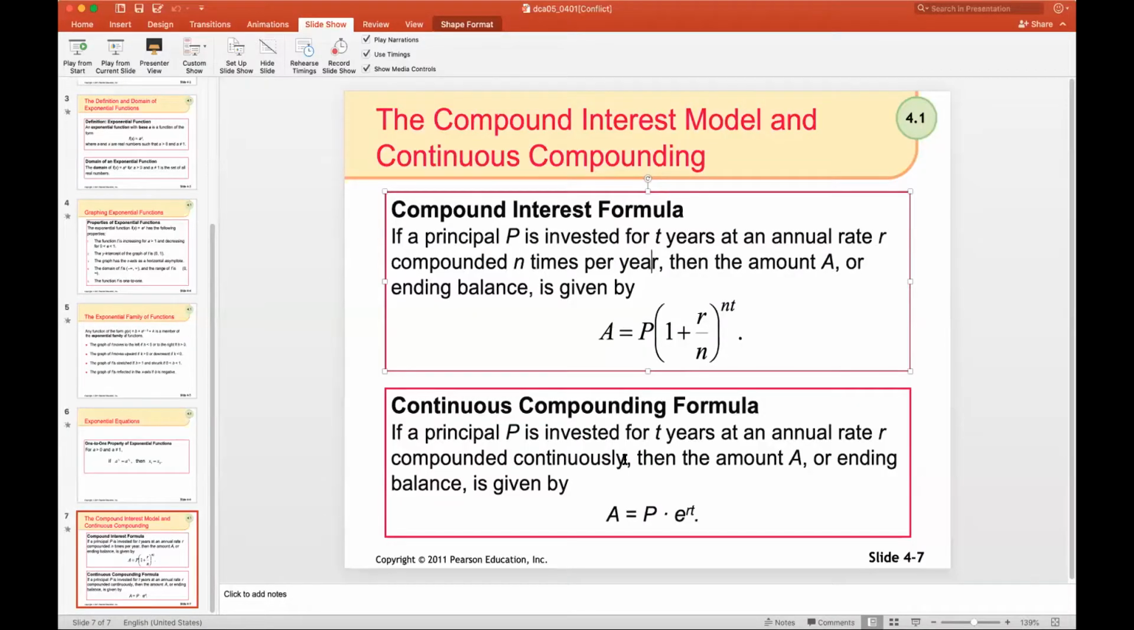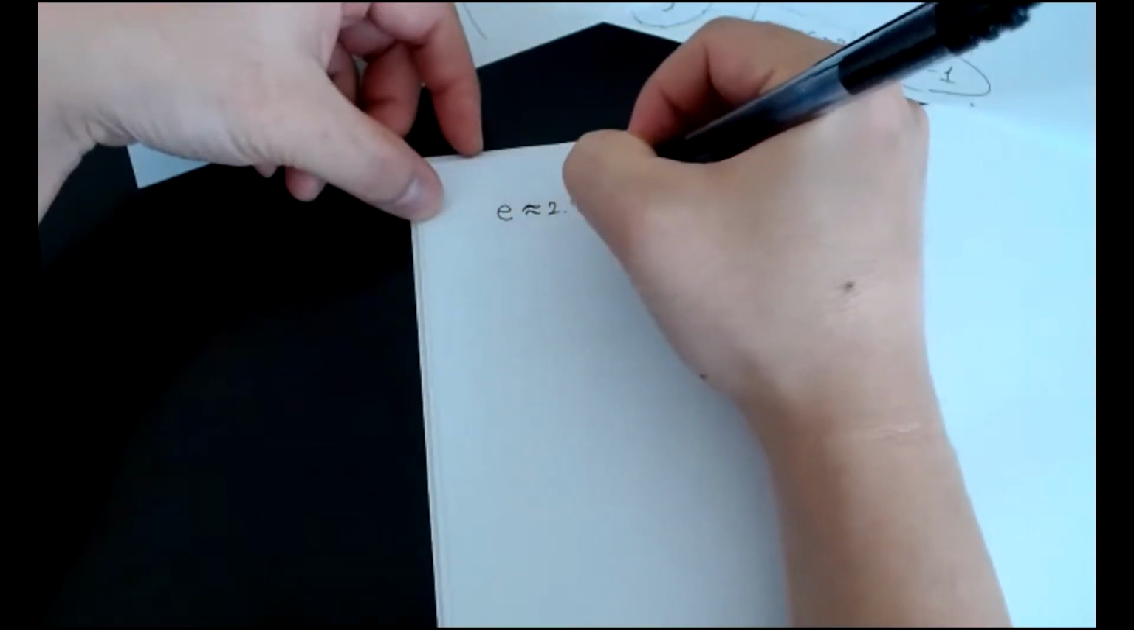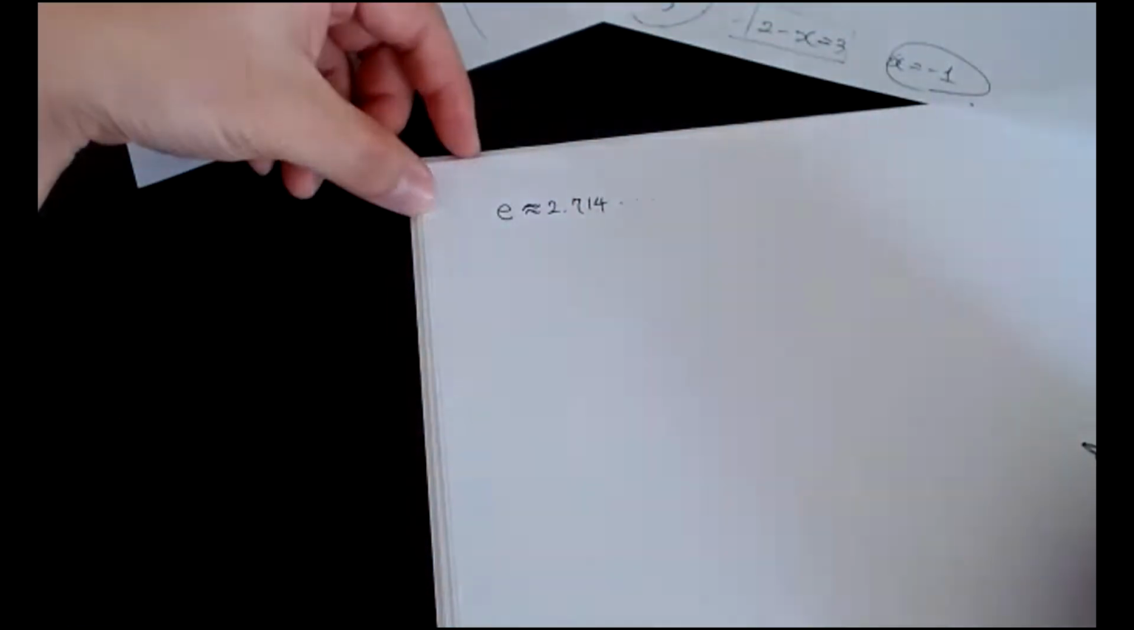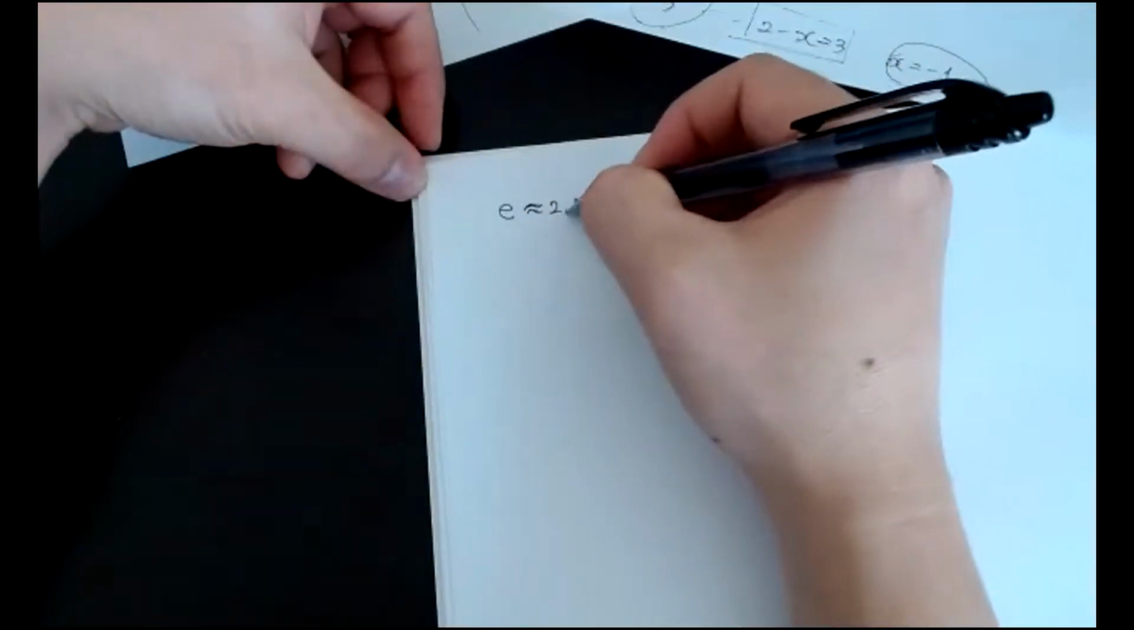Let me show the slide. This is A equals P times e to the rt. So what is e? Okay, e is the natural number, approximately 2.718 something. This is an irrational number. So e is approximately 2.718, okay?